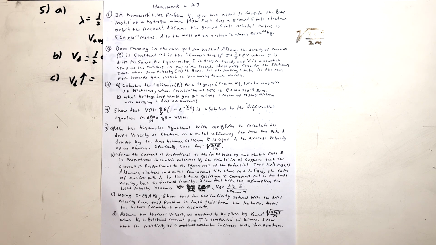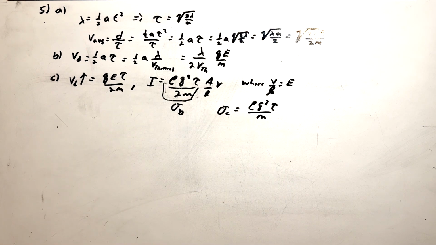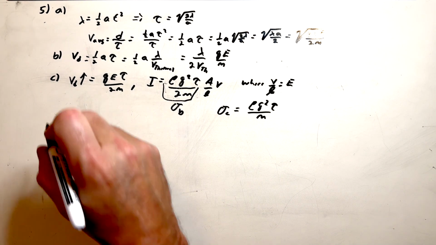Okay, and the last part of this problem, part D, assume the thermal velocity of electrons to be given by V thermal equals the square root of 3 times the Boltzmann constant times the temperature in kelvins divided by the mass, where Kb is the Boltzmann constant, T is the temperature in Kelvin. Show that the resistivity of a conductor increases with temperature. Now that's something we didn't really talk about in class, which is kind of why I put it in the problem set.